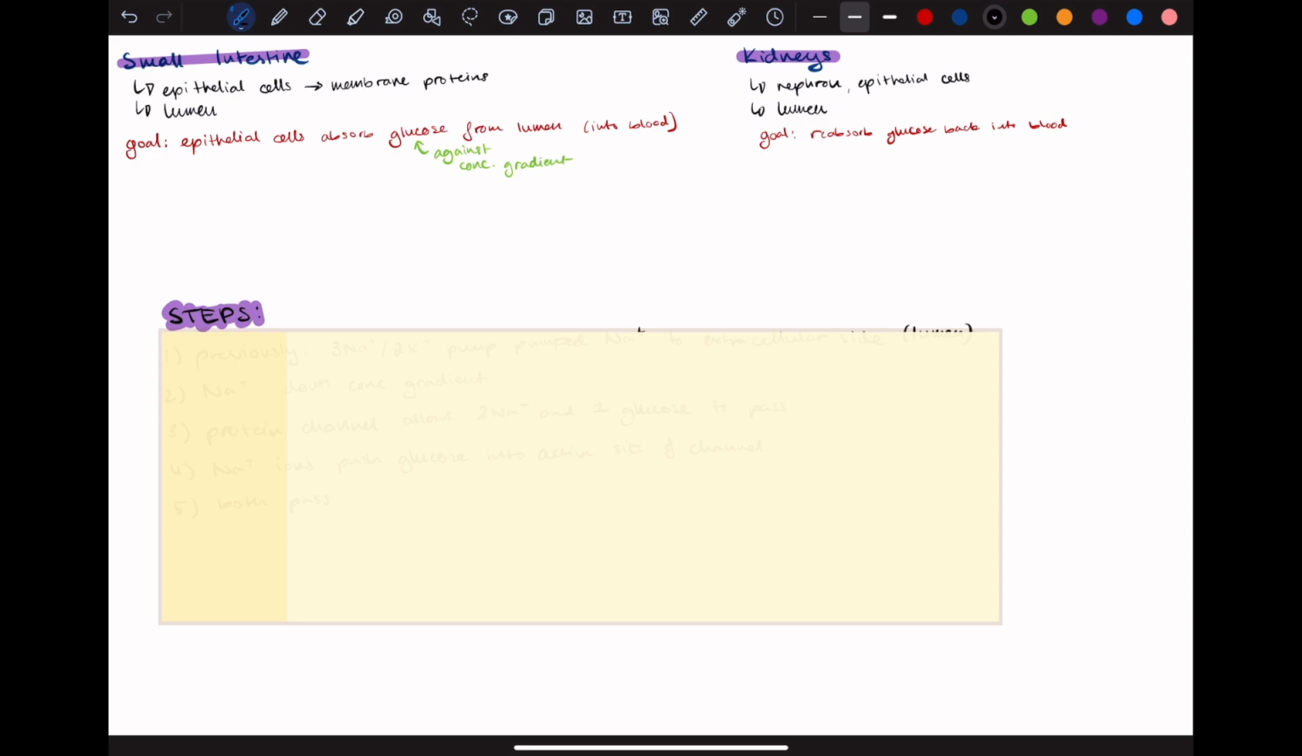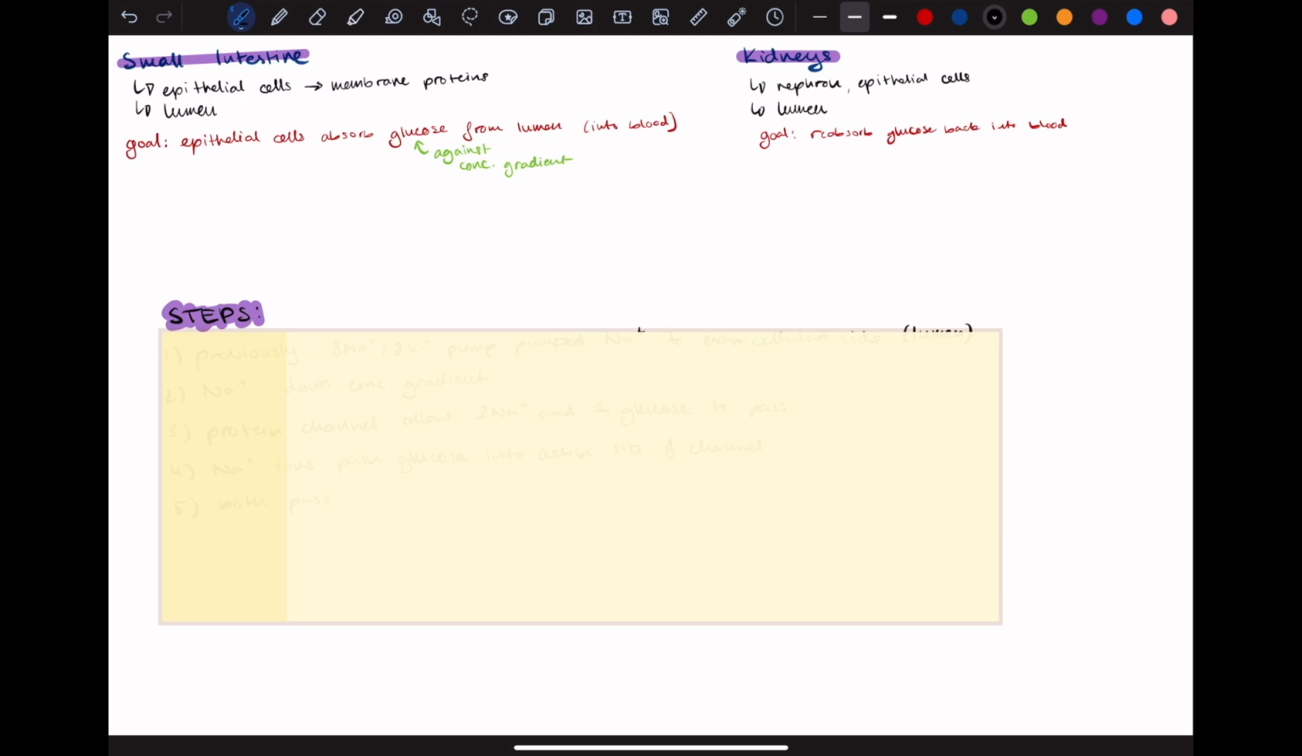So let's look at the components of what we have in the small intestines. We have our epithelial cells, so just the cells that line our intestine, which are full of membrane proteins. The same thing can be said for the kidneys, which have, as part of their nephron, the nephron is a unit of the kidney which focuses on reabsorbing useful materials. It also has epithelial cells, which also have membrane proteins. And outside of those cells is the lumen, and this is where the glucose flows, or not only the glucose, other materials. We're just focusing on the glucose right now.